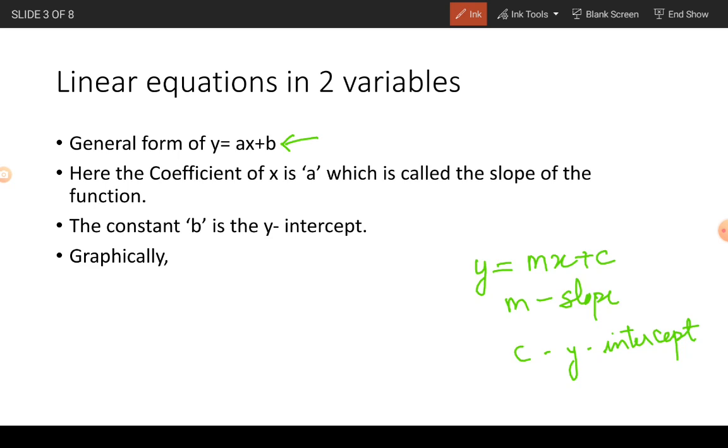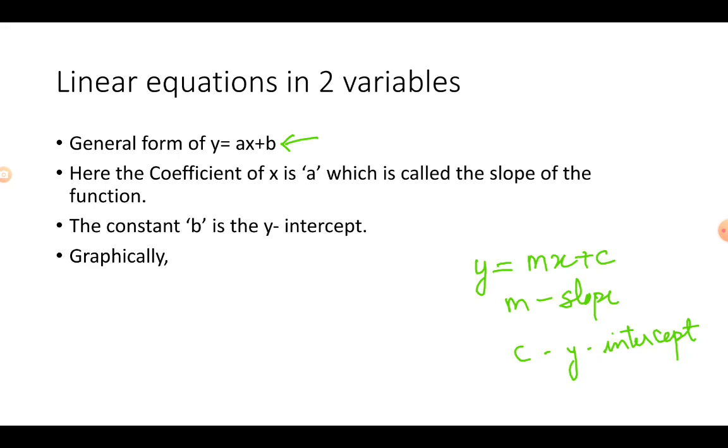So I'm going to continue with this general form, which I have already typed into the PowerPoint presentation. So the general form is y equals ax plus b. It's an equation of degree 1, so it is a linear equation. And if I try to plot this on the coordinate plane, I will get a straight line. Here the coefficient of x, that is a, is called the slope of the function, and the constant that appears in this equation, that is b, is the y-intercept. Let's understand what slope and intercept mean by looking at the graph.